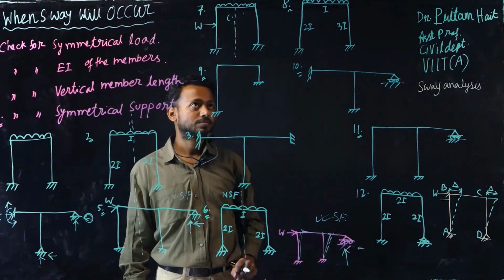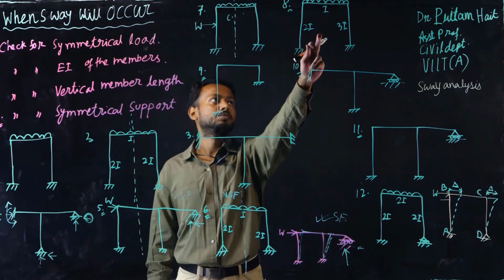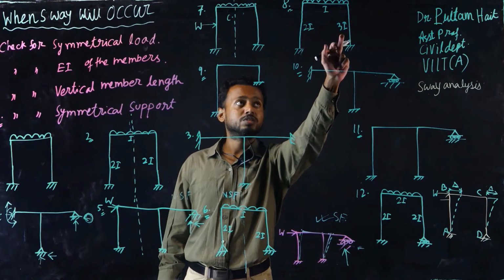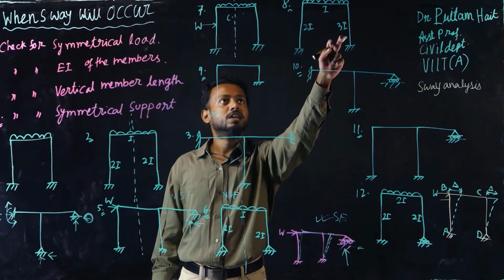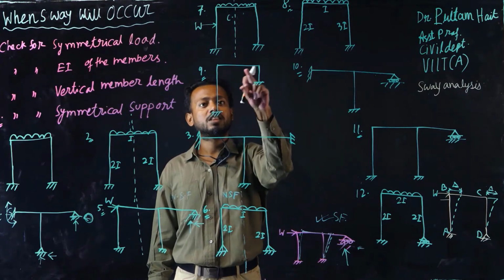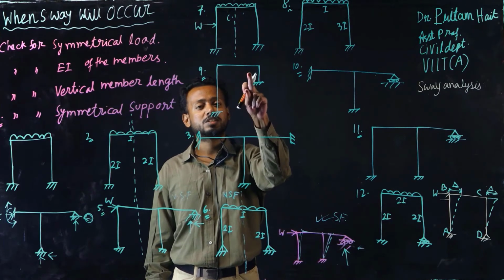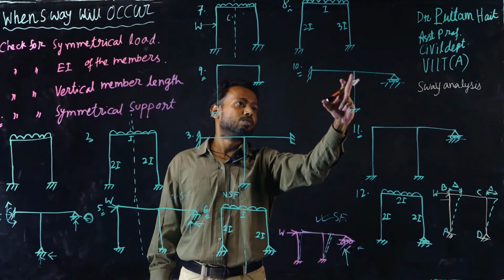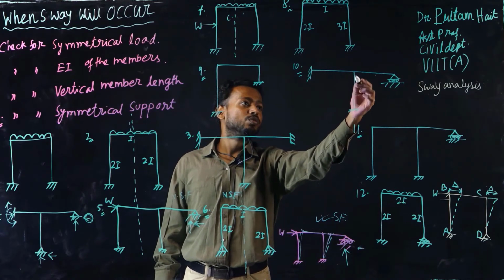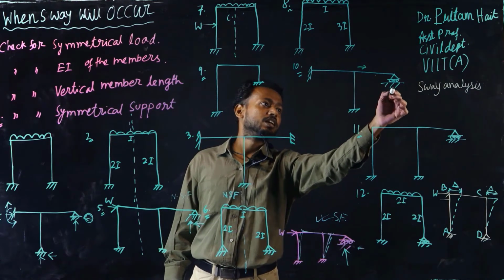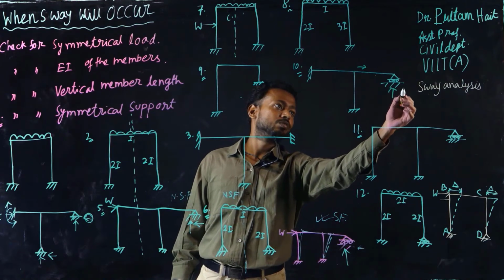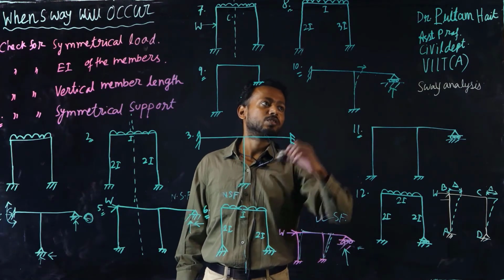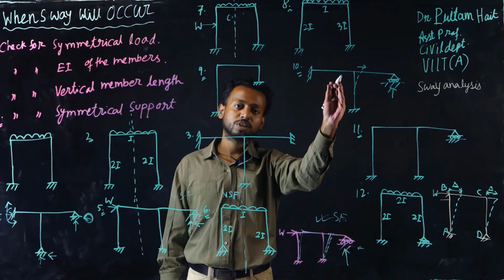Okay, in case of this, the flexural rigidity is not symmetric, so this is also a sway frame. In case of this frame, the length of the vertical member is not symmetric, so this is also a sway frame. In this case, while it will try to move in this direction, since this is a roller support, there is no horizontal reaction, so it will deform like this. Okay, so this is also a sway frame.